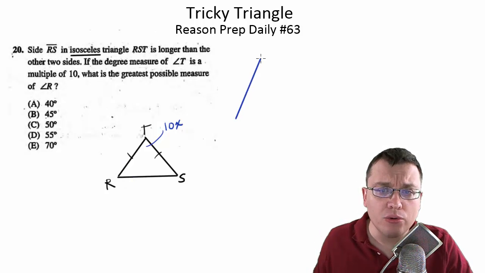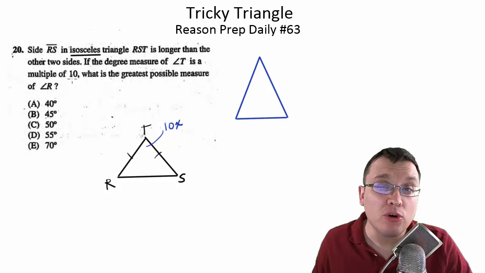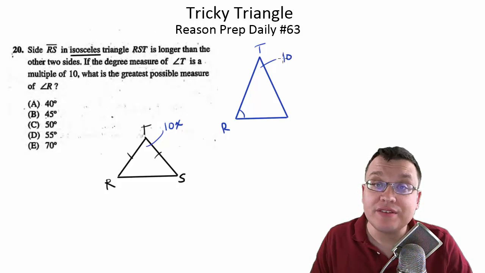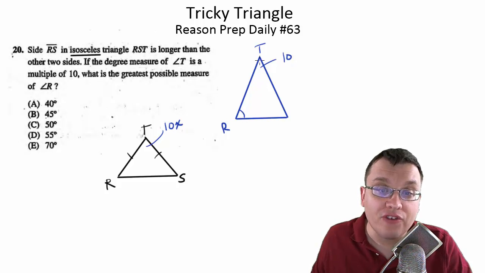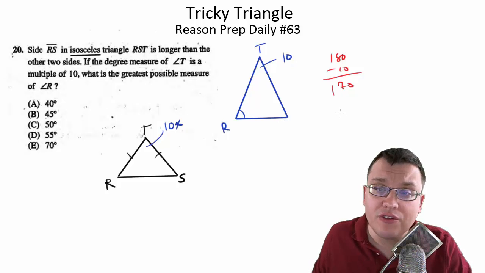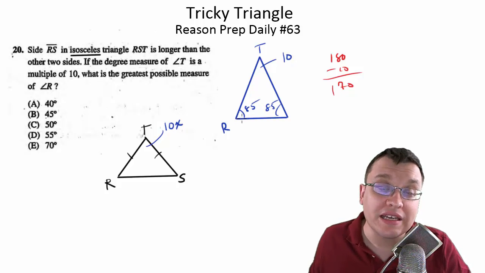So let's say you drew your triangle, and you said, well, T's got to be a multiple of 10. I'm trying to get R as big as possible. So if I want to make R as big as possible, I've got to make T as small as possible. So what's as small as T can be? You might have said, well, T can be 10. It can't be 0, obviously, but T can be 10. And if T is 10, what would be the measures of the other two angles? Well, if there's 180 degrees in a triangle, then we would be left with 170 degrees to divide between these two. And if you divide that by 2, you'll see each of these is 85. And you say, well, looks like R, the biggest it can be, is 85.